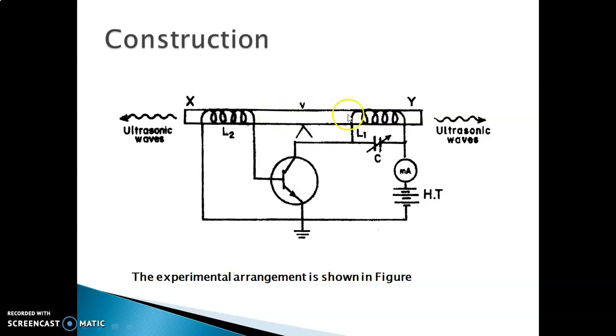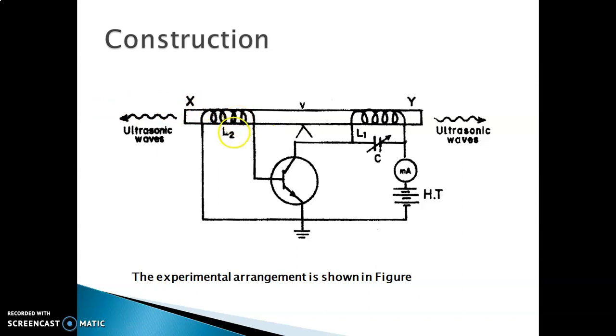We know that the basic principle of working is the magnetostriction effect. So surely this ferromagnetic rod undergoes oscillations. That means there is continuously a decrease as well as an increase in the length of the ferromagnetic rod. Due to this oscillation of the ferromagnetic rod, an EMF is produced in the coil L2.